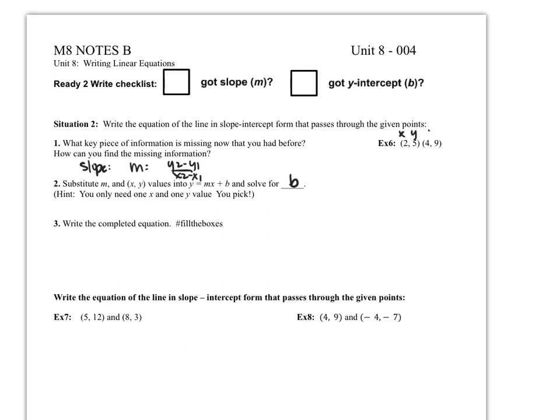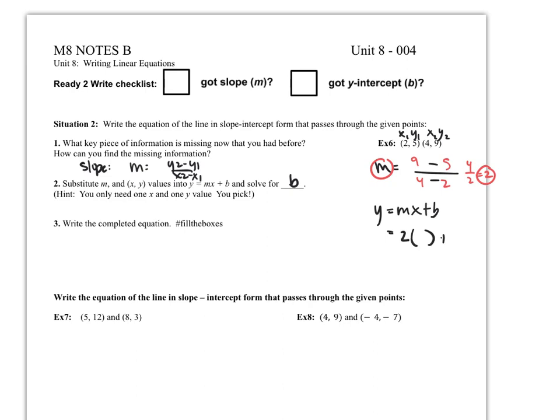So I've got xy, xy, those are my 1s, those are my 2s. So if I do that, I get 9 minus 5, 4 minus 2, 4 over 2, which is 2. So I now know that m is 2. So that has to go in for my m value.